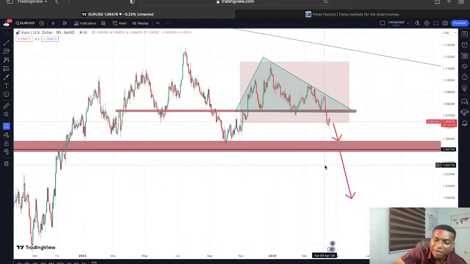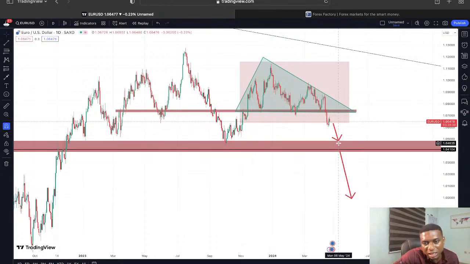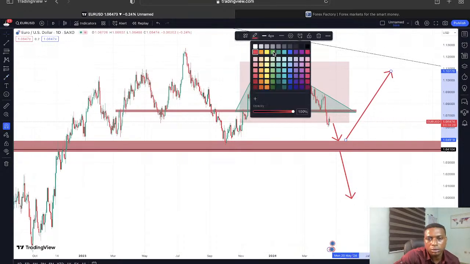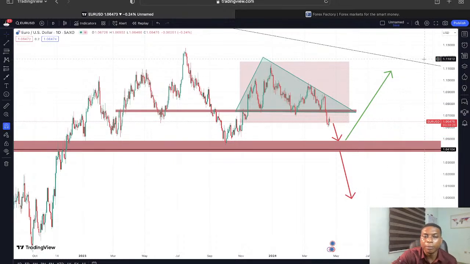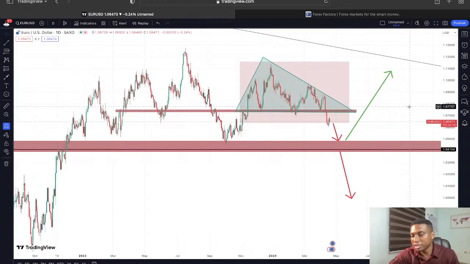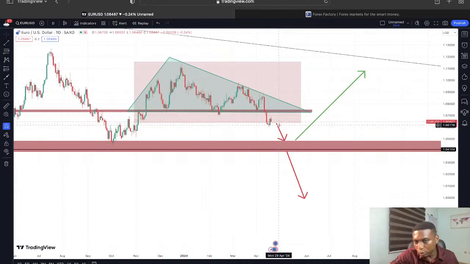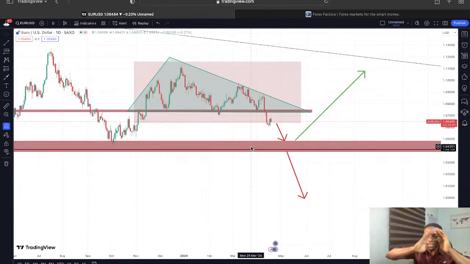However, once price comes to this level, the probability is also there that price will then bounce back. That is our outlook on Euro USD. The current outlook on Euro USD, which is a position you can take now, is a sell position, because Euro USD would continue to drop until this support zone. That's what the market is saying.